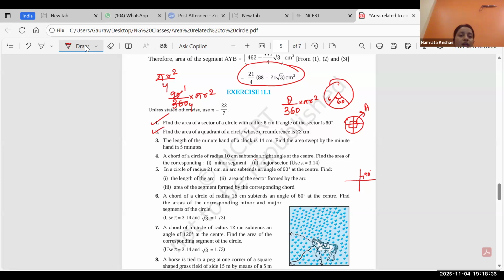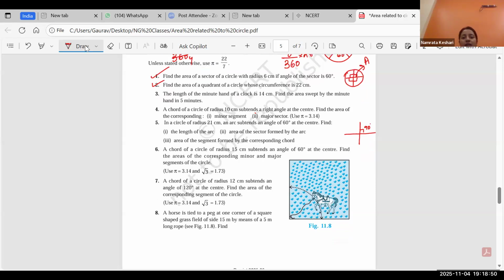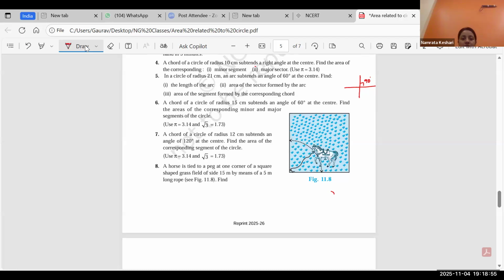Okay. Number 3, the length of the minute hand. We'll be doing this particular question. The length of the minute hand of a clock is 14 centimeter. Find the area swept by the minute hand in 5 minutes. If you focus on just the minute hand, it will complete one revolution in 60 minutes. Yes or no? Yes, ma'am. So in 60 minutes, it covers 360 degrees.